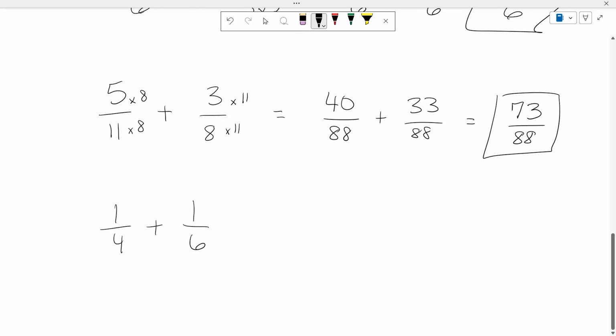One-fourth plus 1/6. Okay, now we could get a common denominator by multiplying this one by something and this one by something else, but it might be easier if we just multiply them by each other and reduce in the end. So we're going to multiply this top and bottom by 4 and this top and bottom by 6.